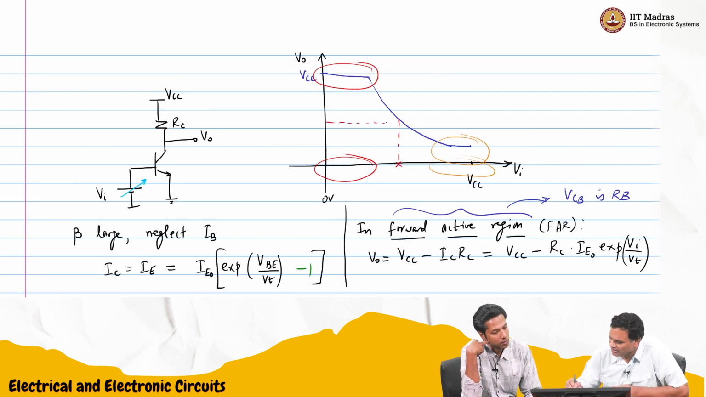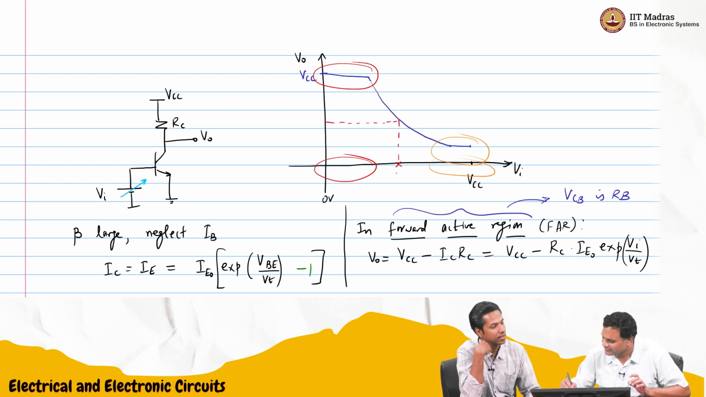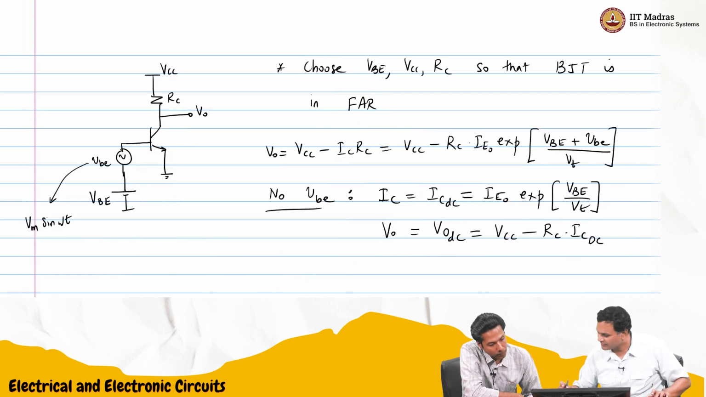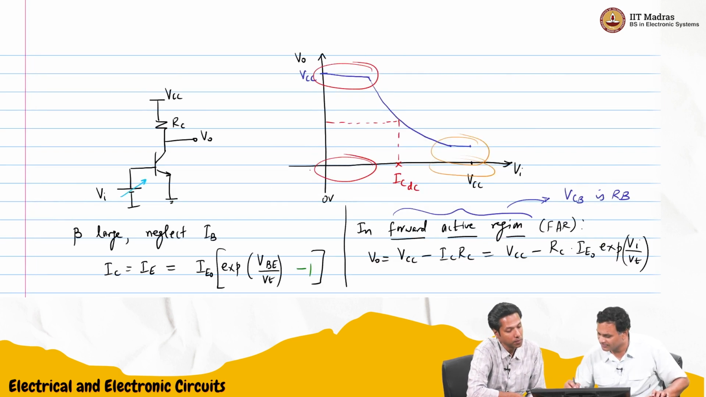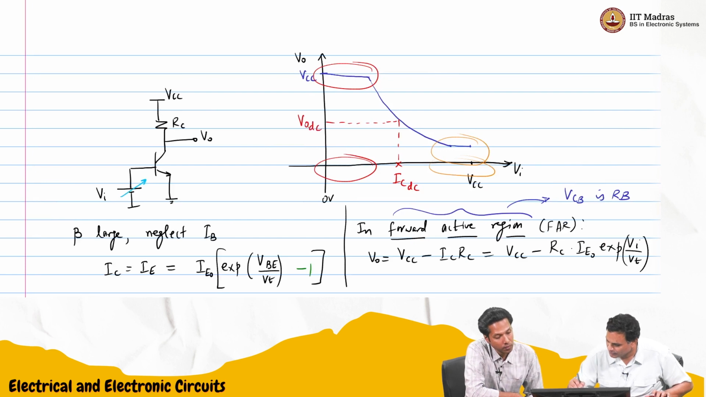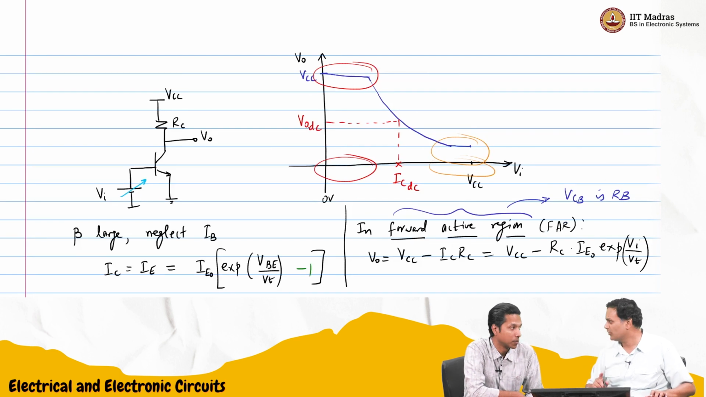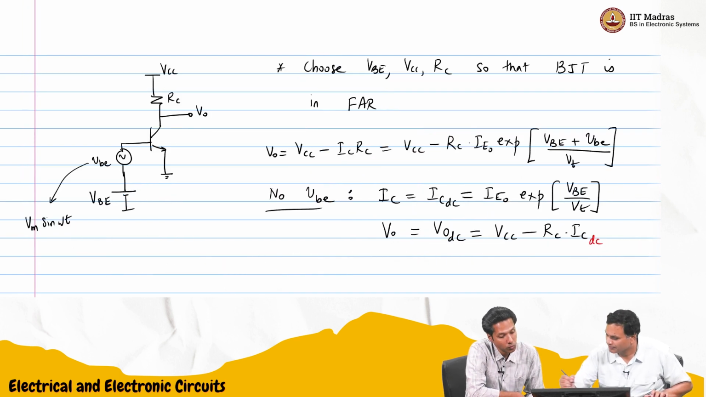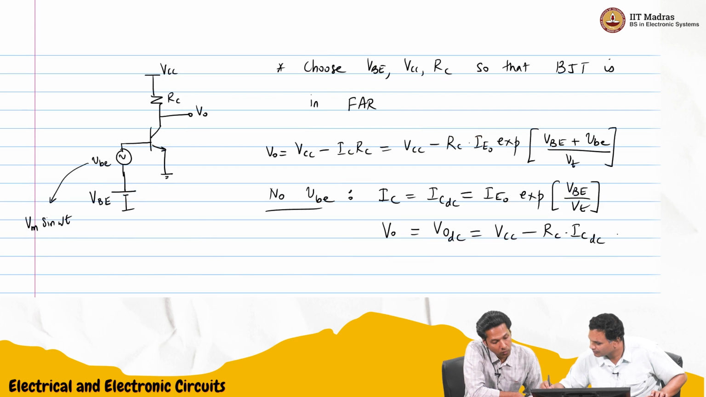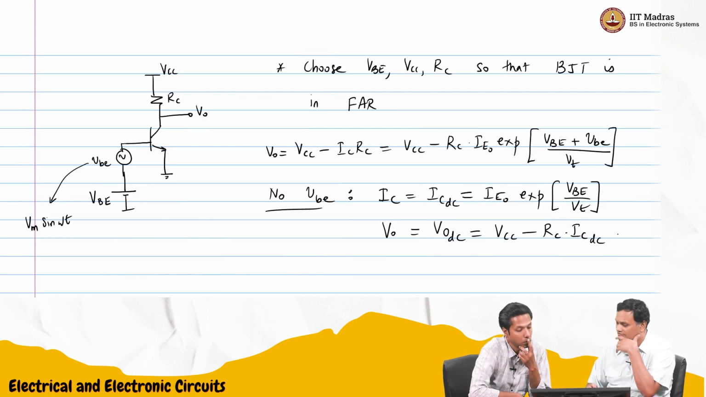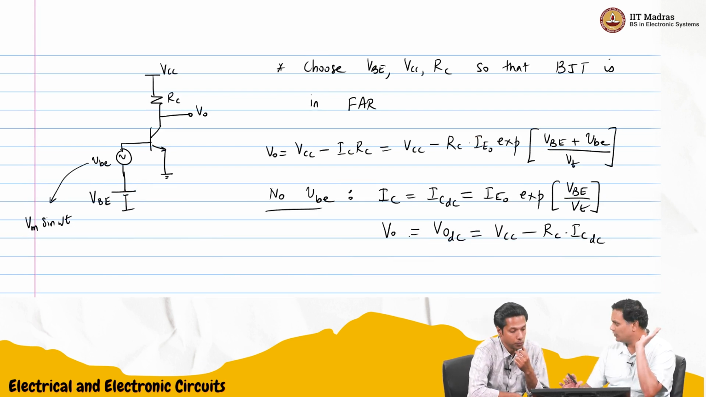I'll show something like this. So this is ICDC and V naught DC. I will use the small notation everywhere. So it will be some fixed point there. When there is no VBE, we know what will happen.